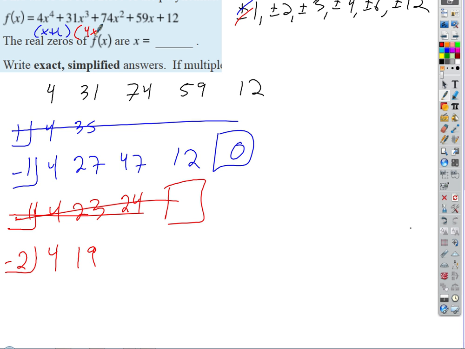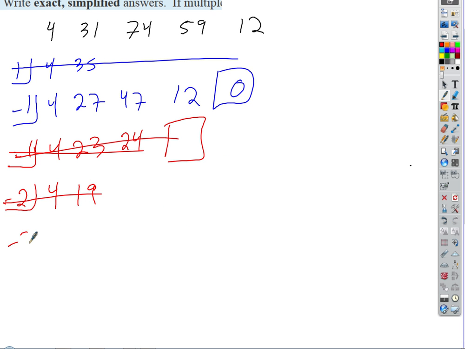4x cubed plus 27x squared plus 47x plus 12, right? So now I'm just trying to find the factors of that. See what I'm saying? So we'll just keep working our way down. That's what I've always called nested synthetic division. We can just keep on working down. As the list of coefficients gets smaller, we just keep going, right? So -2 didn't work.